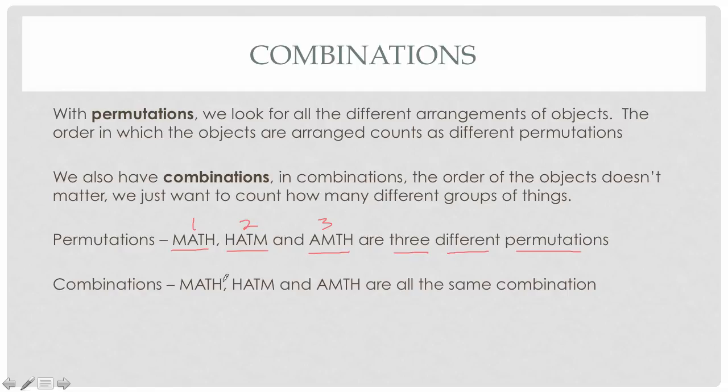Now combinations, I'm looking at the group as a whole. What is in my group? And I don't care about the order. I want to think of all together. So M-A-T-H is this group of 4 letters. This right here is the same group of 4 letters. It's arranged differently, but it's still the same group. And so I have the same thing. Just like over here, AMTH is the same group of 4 letters. So all those are the same. And so really when I show that, that's only one combination of those 4 letters.